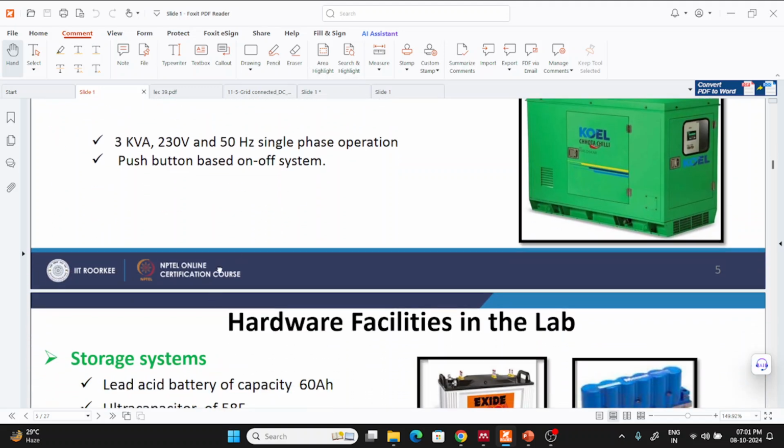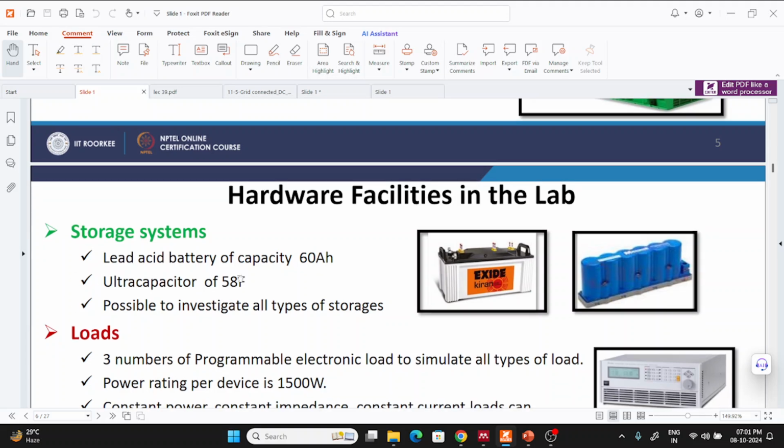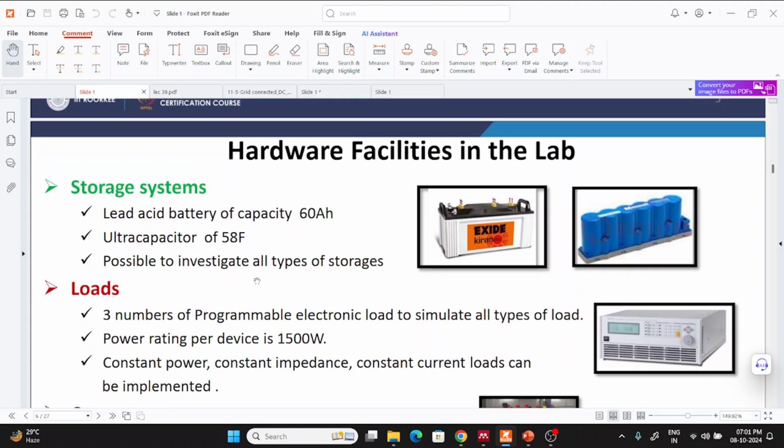Now comes the storage system, because if you want to simulate a microgrid in any system, there will be a requirement of various things like PV emulator, RTDS, wind emulators, and then the storage system. Here the first one is a lead acid battery of capacity 60 ampere hour. Then comes the ultra capacitor of 58 farad, and we can also add different types of storage if required. So it can help in investigation of all types of storage.